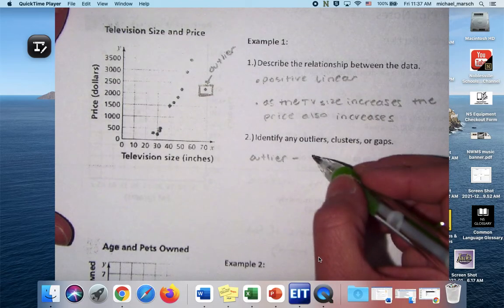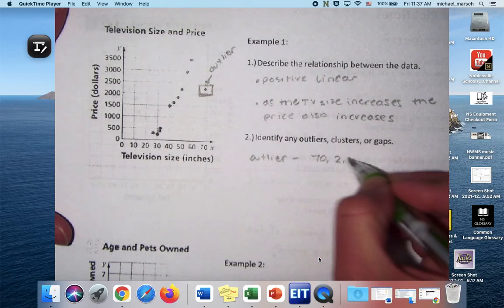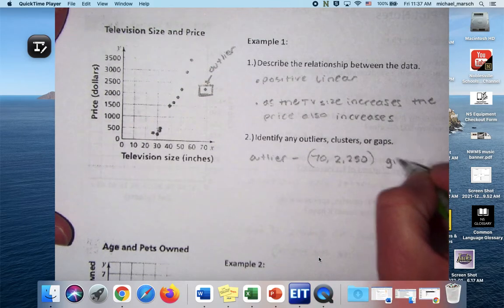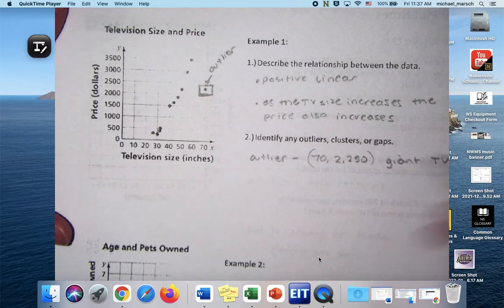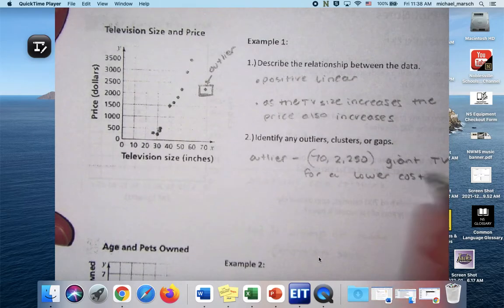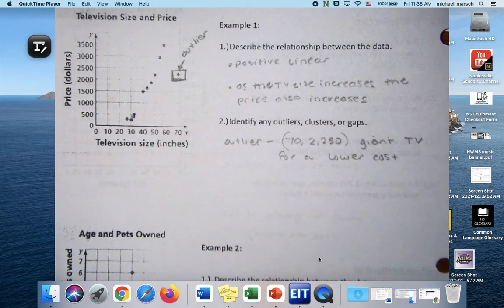So our ordered pair would be 70, 2,250, right? So that's a giant TV for a lower cost. That's why it's an outlier. So maybe it's the last one and they're trying to get rid of it. Maybe somebody has a crazy coupon. Maybe there's damage to it, like on the back that nobody would see, but nobody wants to buy it because it already has damage. Who knows why something might be super cheap like that. But that one would be considered an outlier.